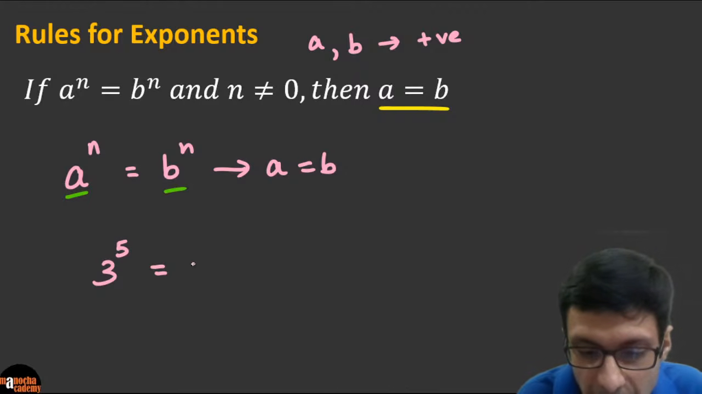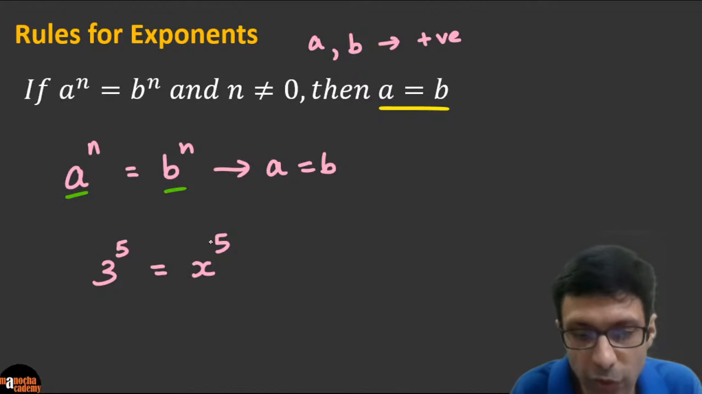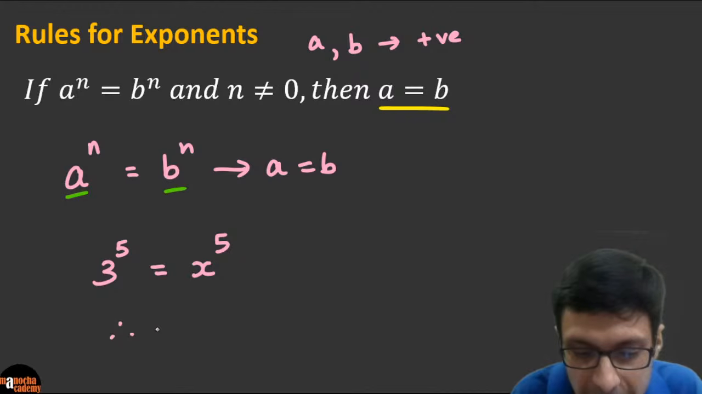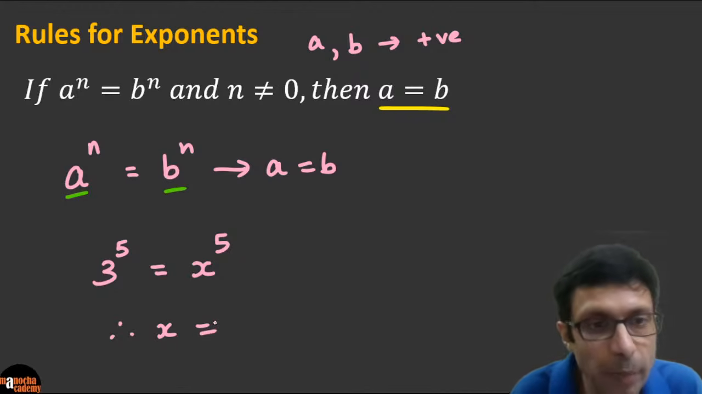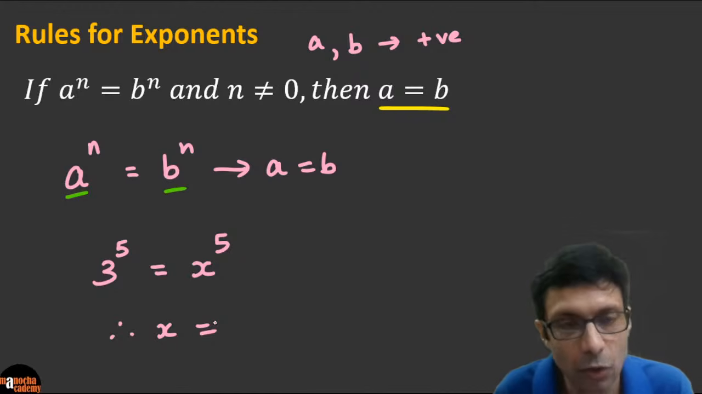3 to the power 5 is equal to x to the power 5. So guys, if I say this, 3 to the power 5 is equal to x to the power 5, therefore what is the value of x? Can you tell me here? Based on this rule, what should be the value of x? Come on, guys. So apply this rule.